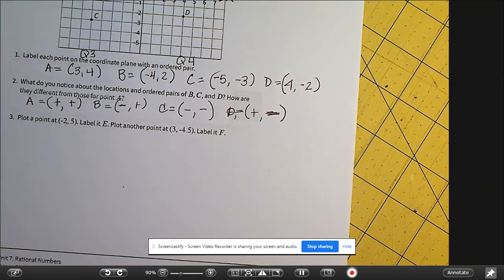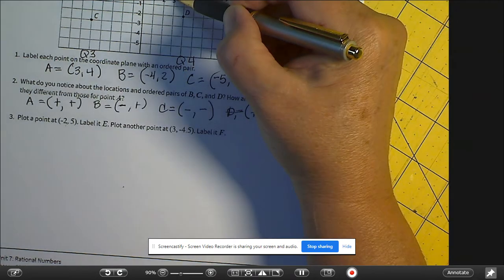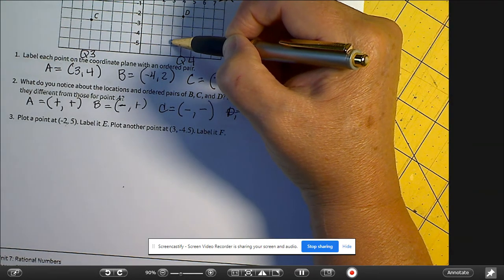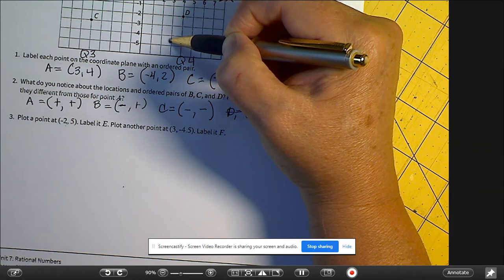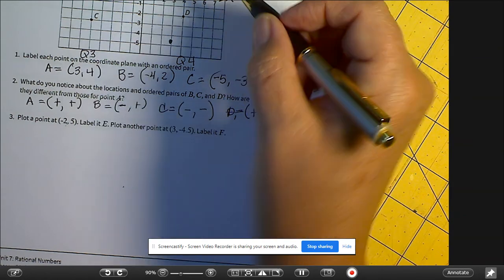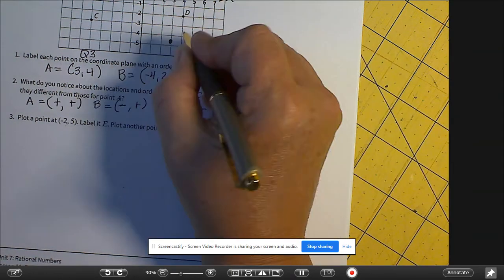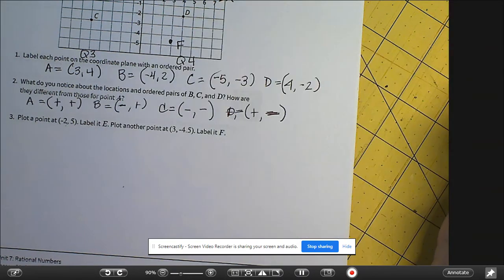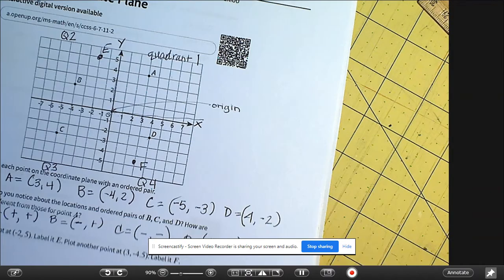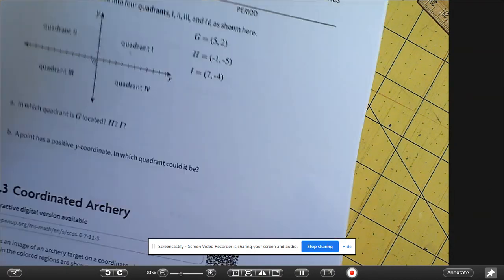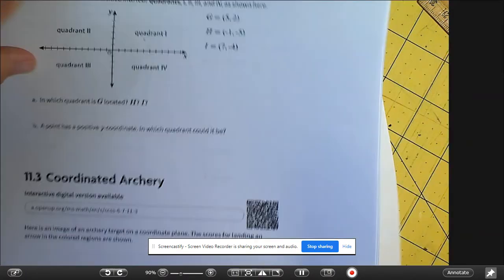And then a +3 and a -4.5, which is going to be in between -4 and -5. And we're labeling that F. Okay. Then we have 11. Nope, not yet. We have number 4.